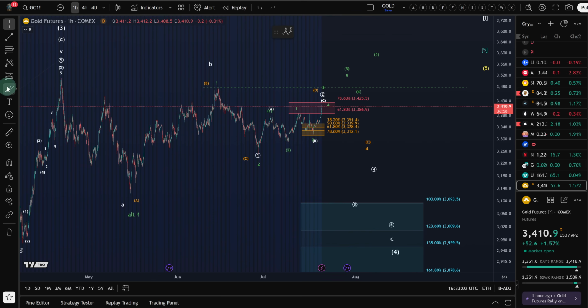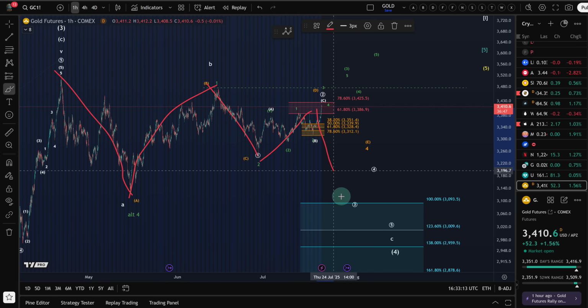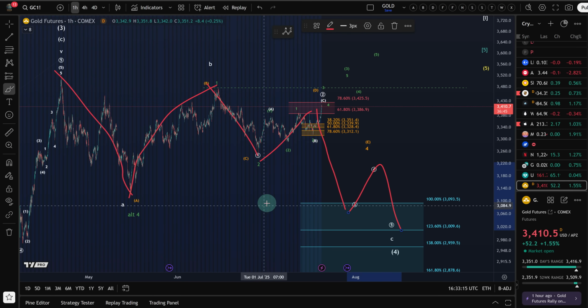So remember, the white scenario is indicating this move down could be an A wave, this move up could be a B wave, and we're now moving down in a C wave in 5 waves. 1, 2, 3, 4, 5. In a scenario like this, the price could easily come down in a C wave in 5 waves, but needs to hold below the 3,475 level because that's the invalidation point.